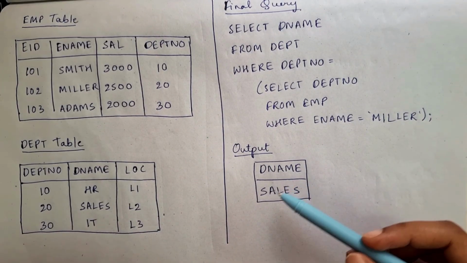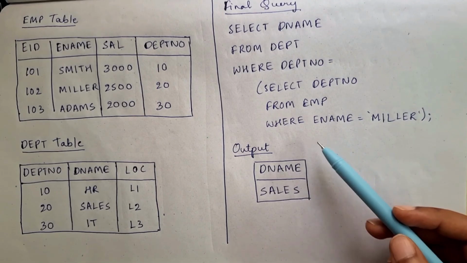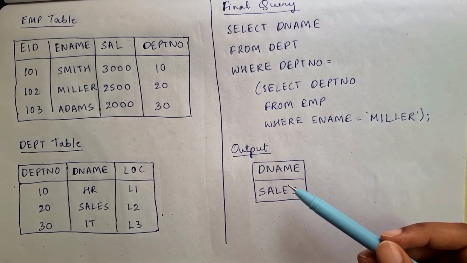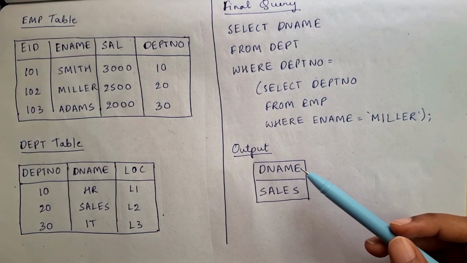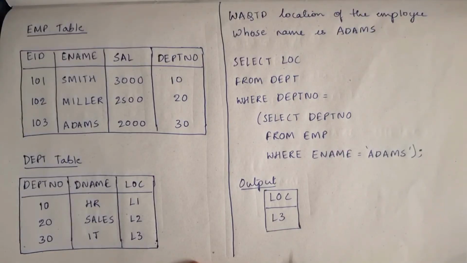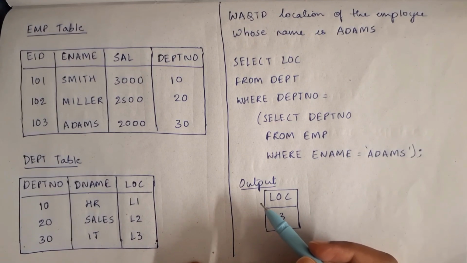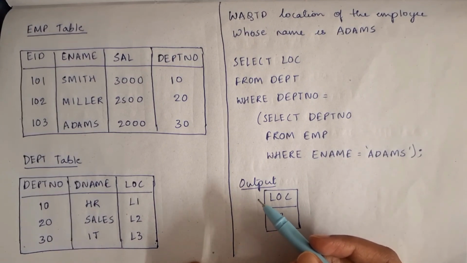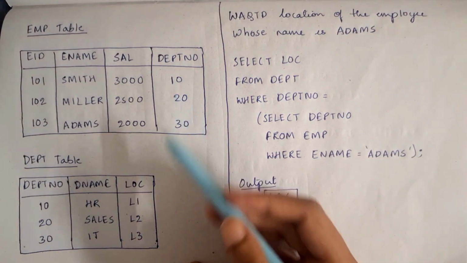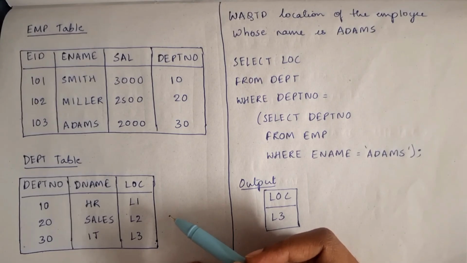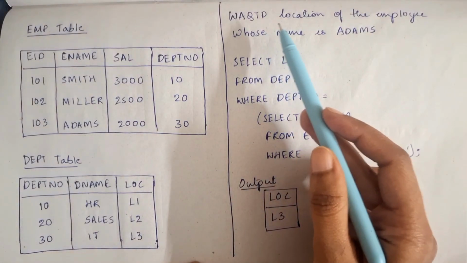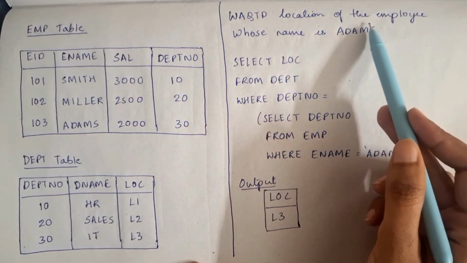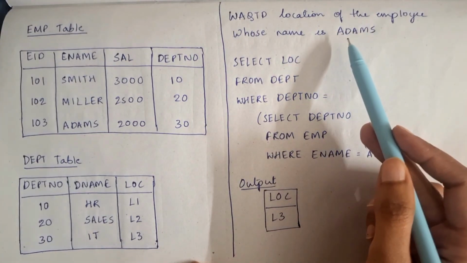So guys, please remember this. The inner query finds the value and the outer query uses that value to fetch the final result. Now let's look at another example to understand this concept better. And for this also we will use the same employee and department tables. Okay, the question is, write a query to display the location of the employee whose name is Adams.